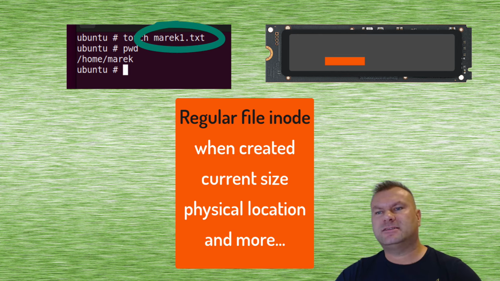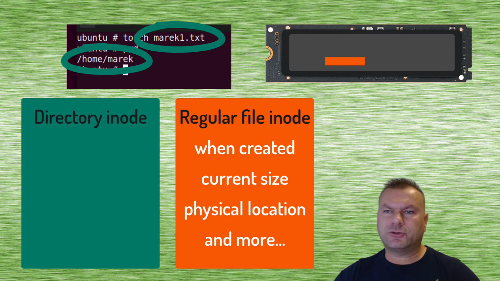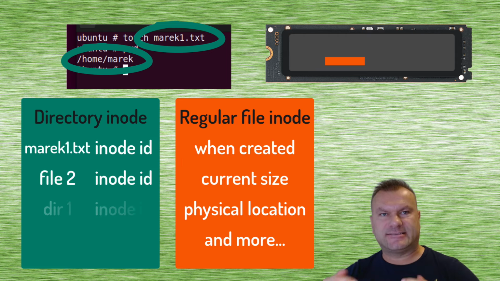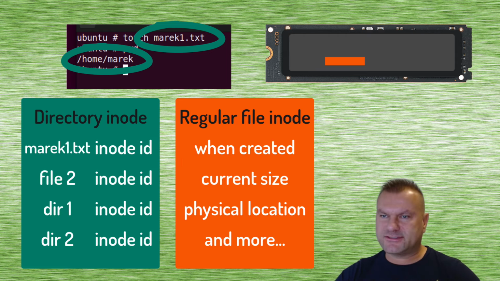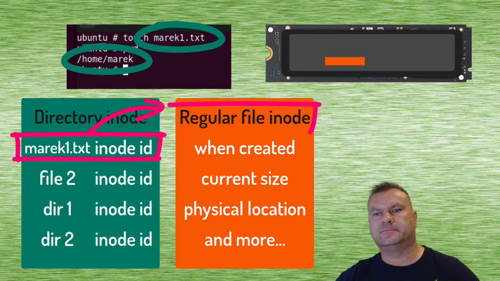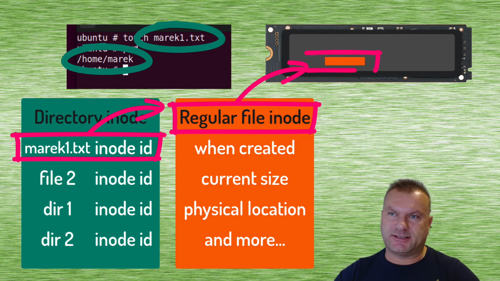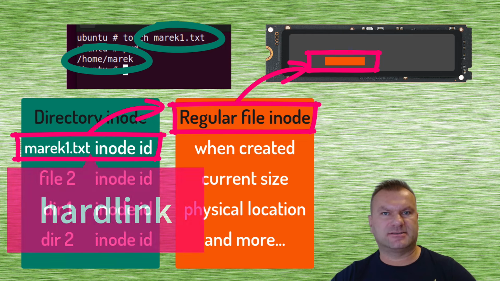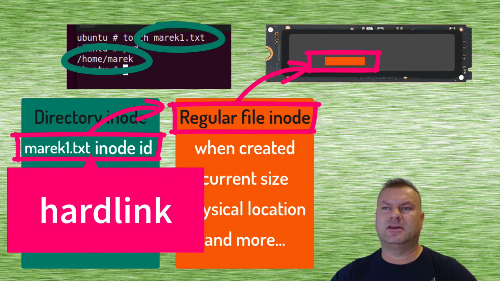What is it for? Well, that is a completely different entry in something called a directory inode. And the directory inode will store information about current files and folders that can reside inside that directory, and it will also store their corresponding regular file inode identifier. And you can create multiple entries in different directory inodes that will point to exactly the same file, and those entries are called hardlinks. And I know, at this stage it might be very confusing, but we will have a look at each of those components now in more detail, and we will see exactly what it is about.